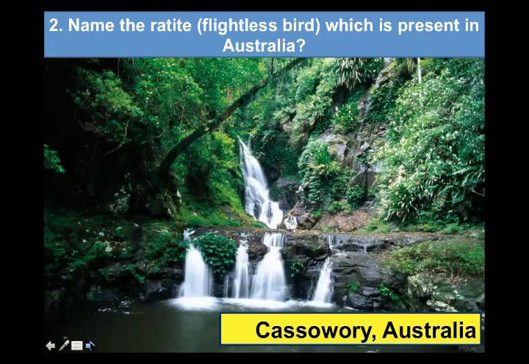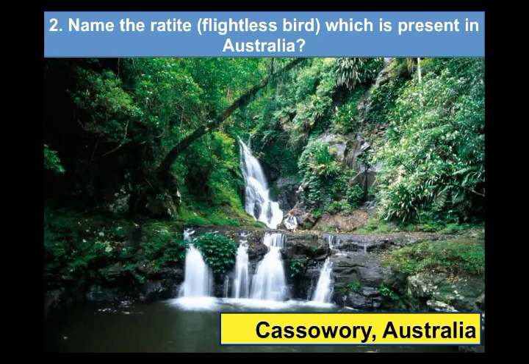Name the flightless bird which is present in Australia. We know the cassowary of Australia. It belongs to the ratite birds, the flightless birds. We know the ostrich from Africa, the emu from South America, and there are several other flightless birds, related members, from the Indian subcontinent. Likewise, the kiwi from New Zealand, extending to the southeast part of the world.